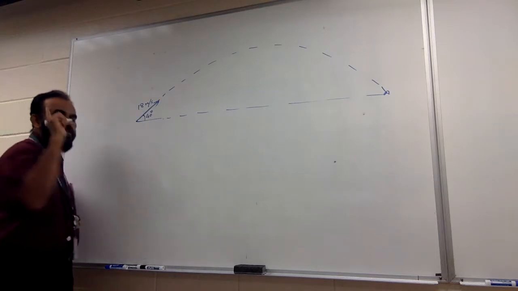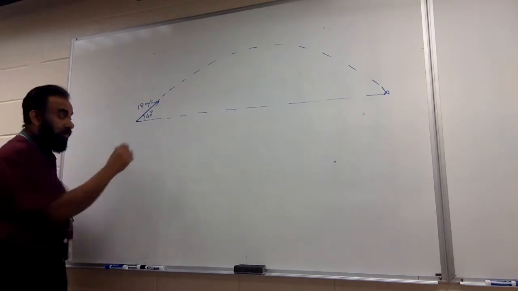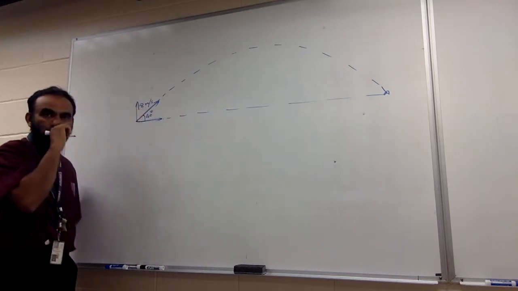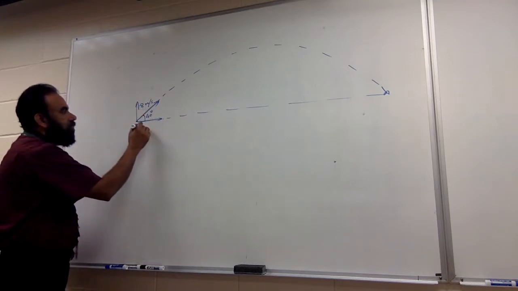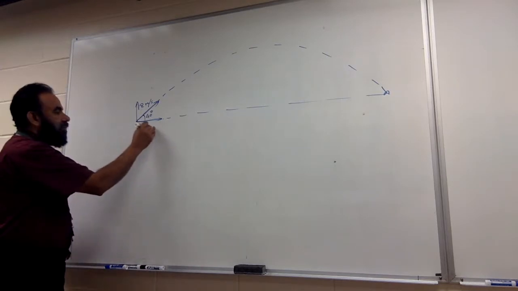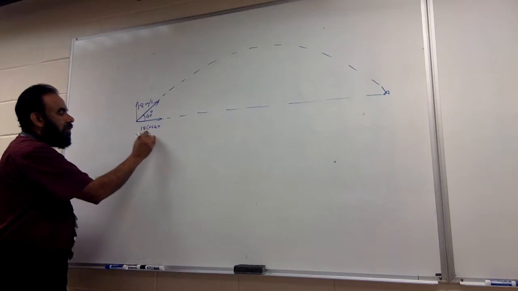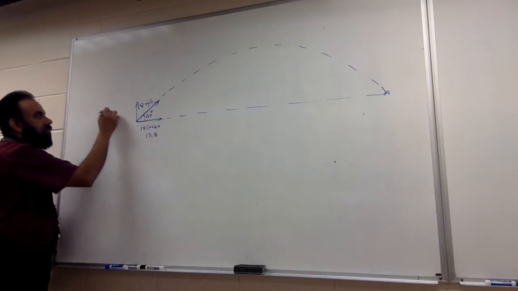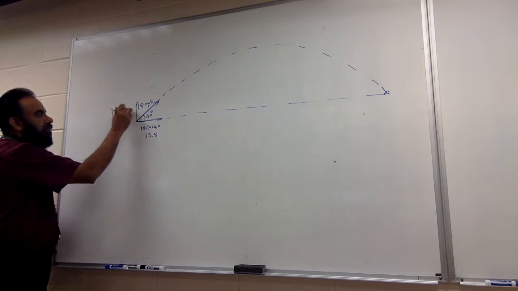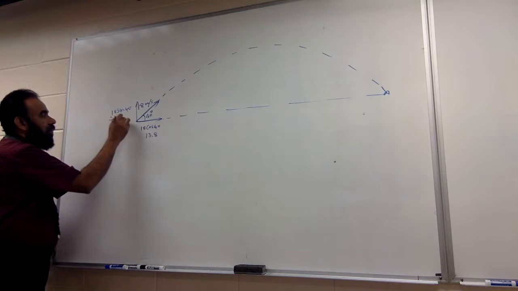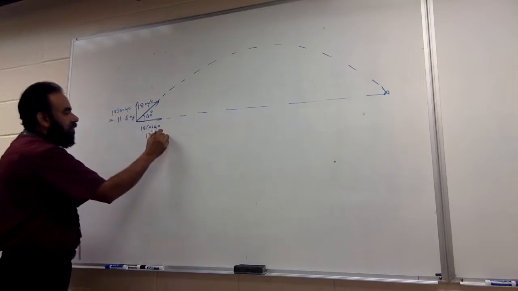So the first job that you do in any angular projection is to resolve the velocity into components. How much is the horizontal? 18 cosine 40. Figure it out. 13.8. And what is the vertical one, 18 sine 40? 11.6 meters per second, and this is meters per second.